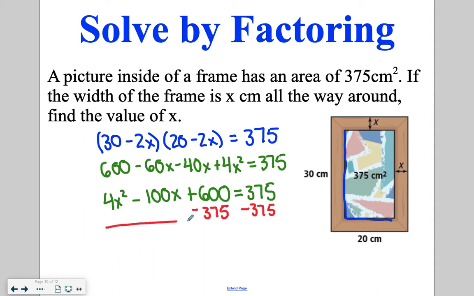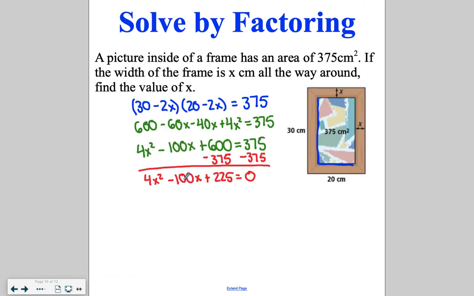And when I do that, that's going to give me 4x squared minus 100x plus 225 equals 0. Now at this point, you would want to check if you can reduce. Unfortunately for us in this example, 4, 100, and 225 cannot be reduced. But again, you want to make sure that you check for reducing.